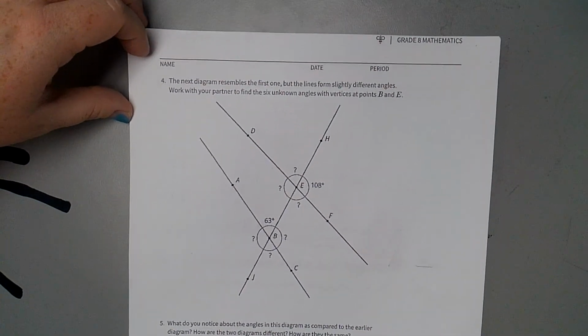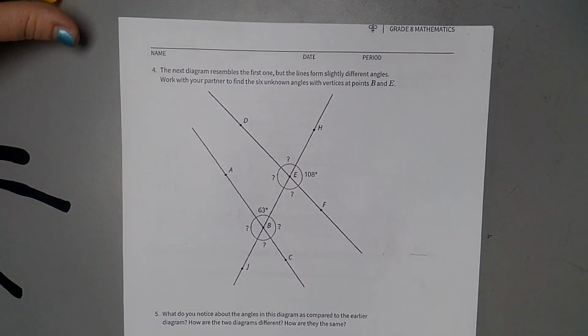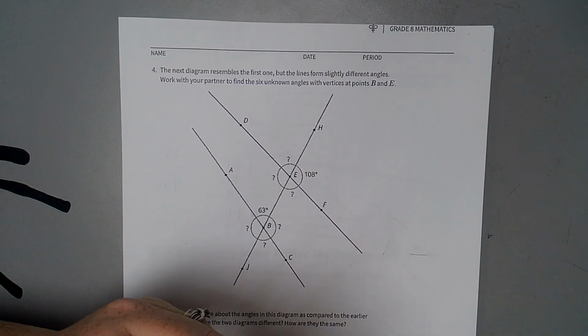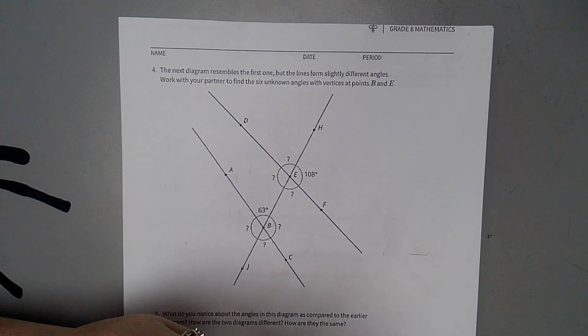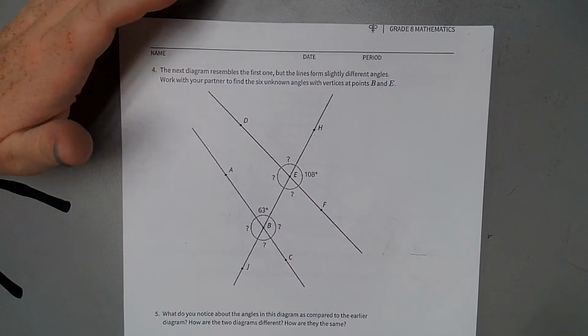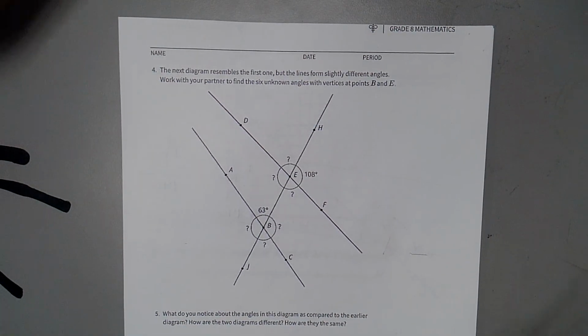Number 4. The next diagram resembles the first one. It's similar to the first one, but the lines form slightly different angles. With your partner, find the 6 unknown angles with vertices at points B and E. So they're slightly different.